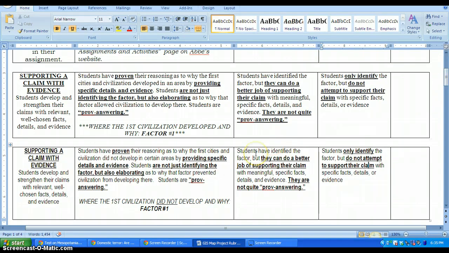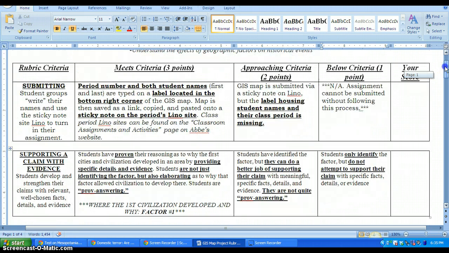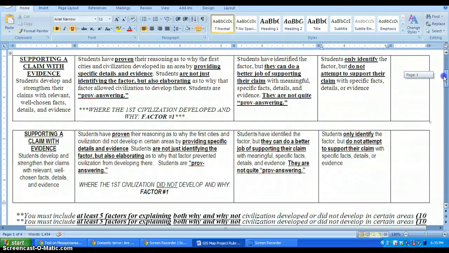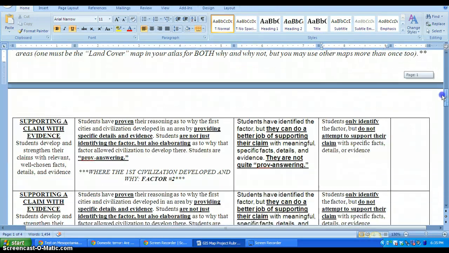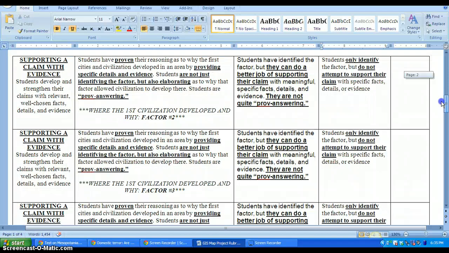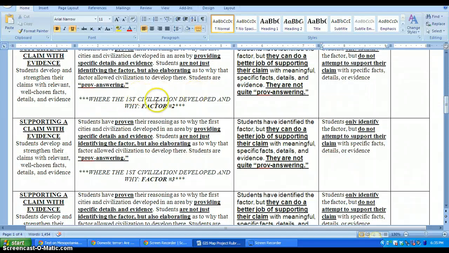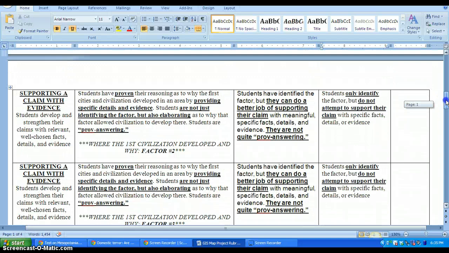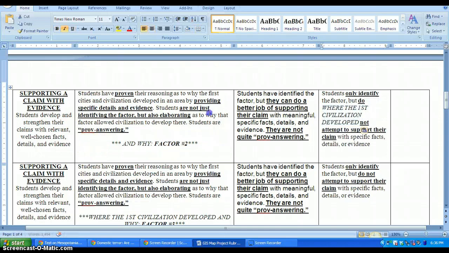So again, I actually need five of those. And this is just the first page of your rubric. The back page will be a spot where you see how it says factor two, factor three, factor four, factor five. Those are where it developed. So this, oh man, what did I do there?